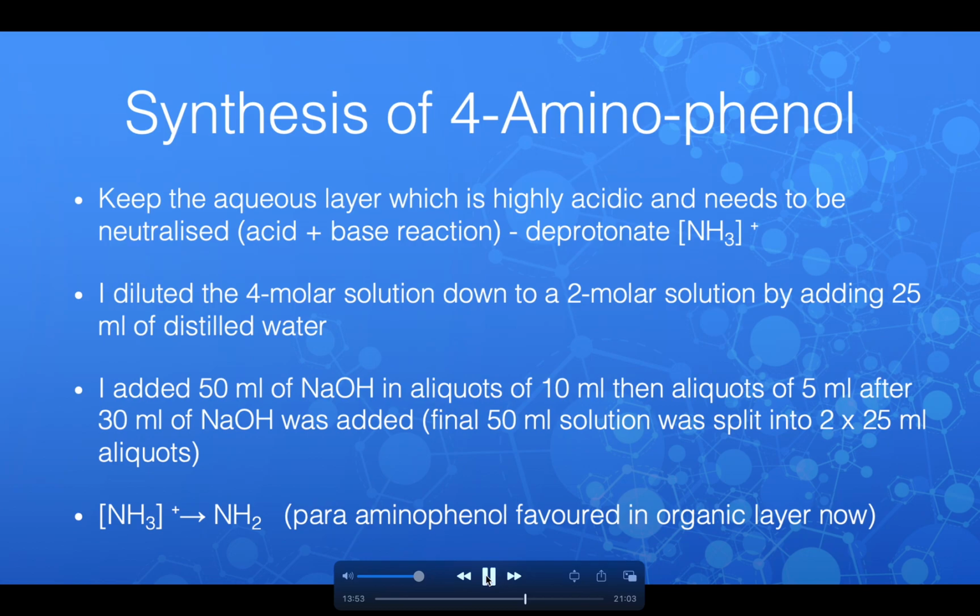The 4 molar solution was diluted into a 2 molar solution and then split into 2 equal aliquots of 25 mL. To the aliquots, 10 mL and then 5 mL of a 2 molar NaOH solution was added until the aqueous solution was neutralized. This, in theory, would have deprotonated any para-aminophenol, which was the desired product.